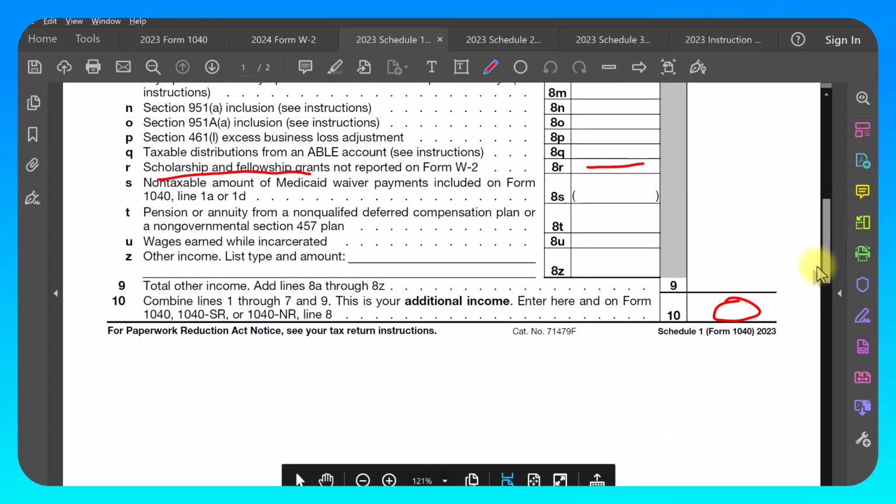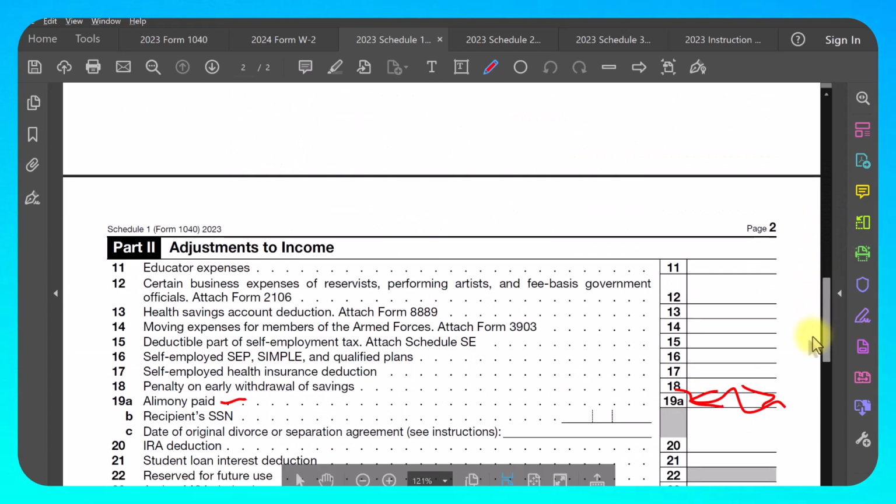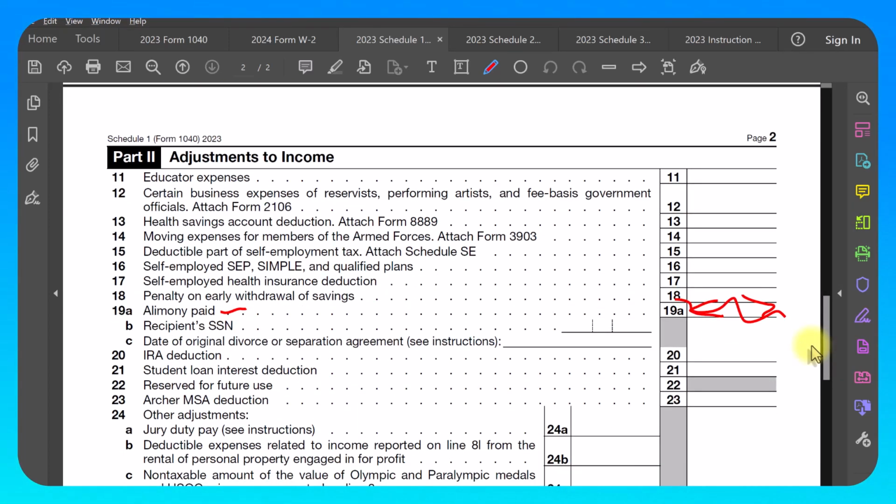Let's see what deductions are in the back here. Again, these deductions are called adjustments. Don't confuse them with itemized deductions. If you're a pre-K to 12 teacher, up to $300 per year of classroom costs could be deductible.